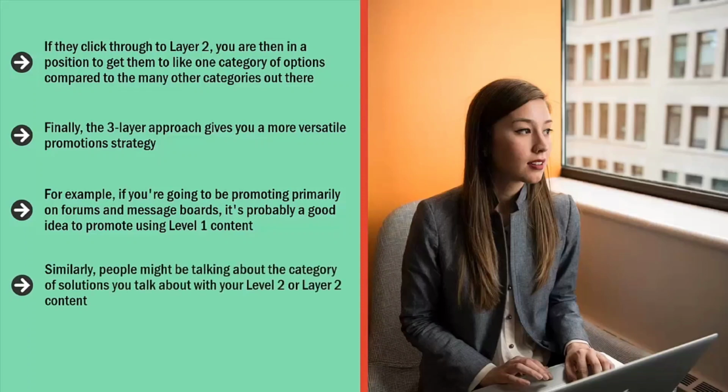Similarly, people might be talking about the category of solutions you talk about with your level 2 or layer 2 content. If you find such discussions on message boards, Facebook groups, or Facebook pages, you can copy and paste bits and pieces from your content, comment on it, and then drop a link. Finally, if you have a Twitter account and you are targeting certain hashtags, you can rotate in your level 3 content because you can assume that a significant number of people following you already know what options are out there, and they're looking for a specific comparison of products regarding the category of solutions they are already sold on. Do you see how this works?